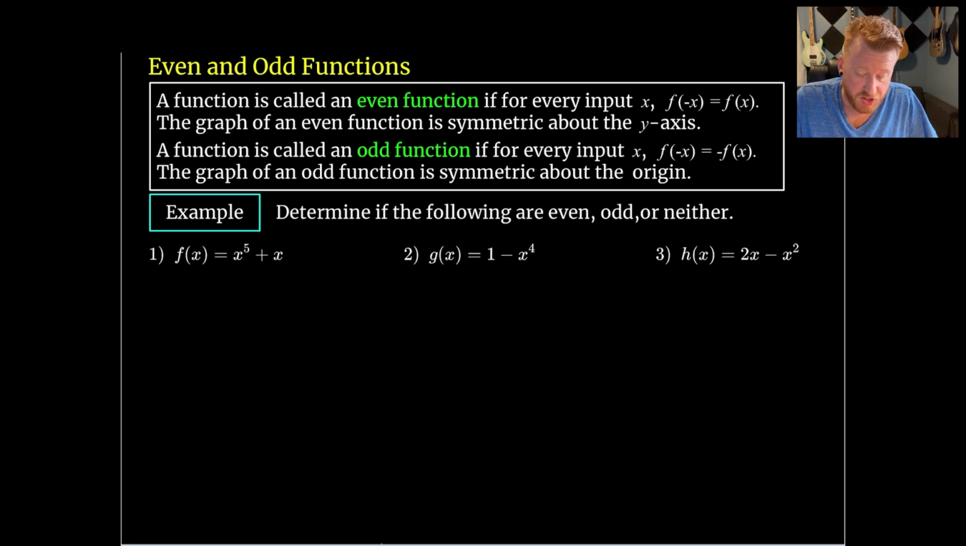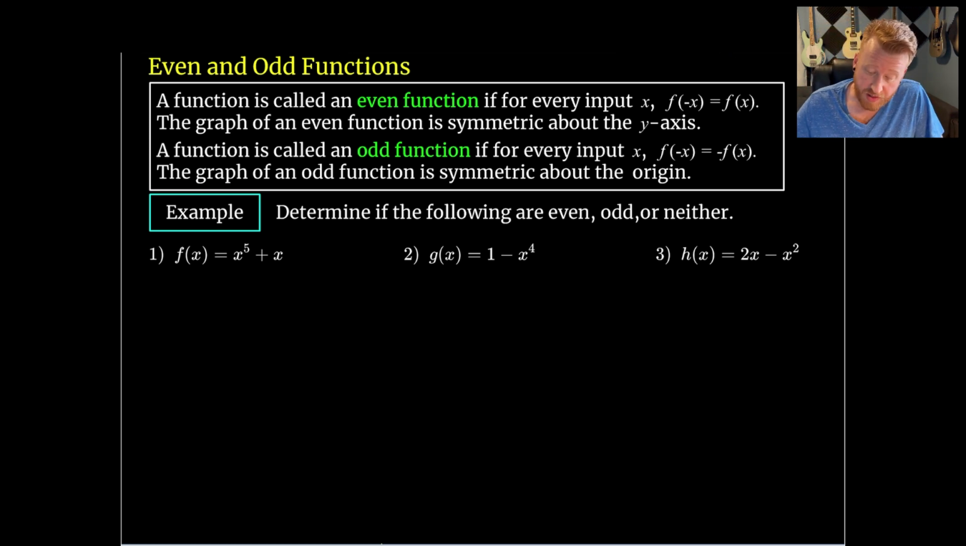All right, and we will finish this off by talking about even and odd functions. A function is called an even function if for every input x, f of negative x equals f of x. And what we're going to notice from a graph is that the graph is symmetric about the y-axis. We already talked about some things about symmetry over the y-axis, and it is even functions that have that sort of symmetry.